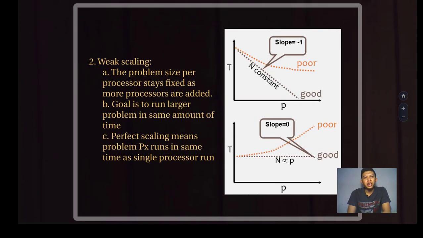Two, weak scaling. A, the problem size per processor stays fixed as more processors are added. B, the goal is to run a larger problem in the same amount of time. C, perfect scaling means a problem P times larger runs in the same time as a single processor run.